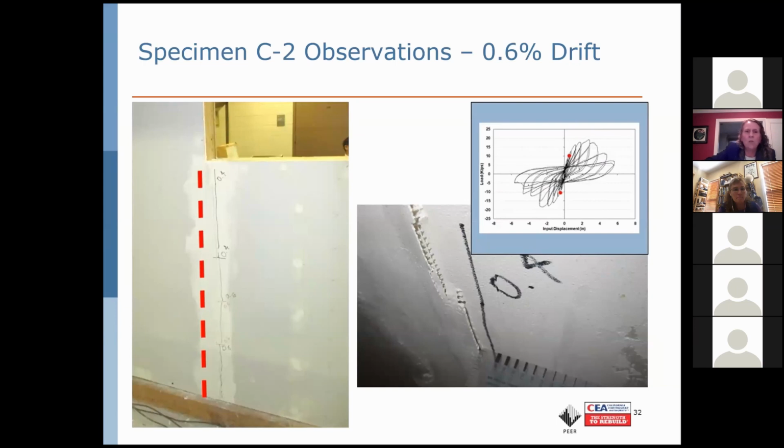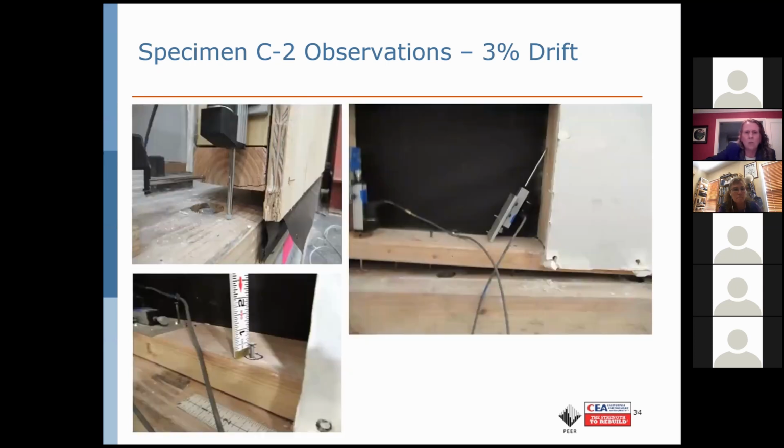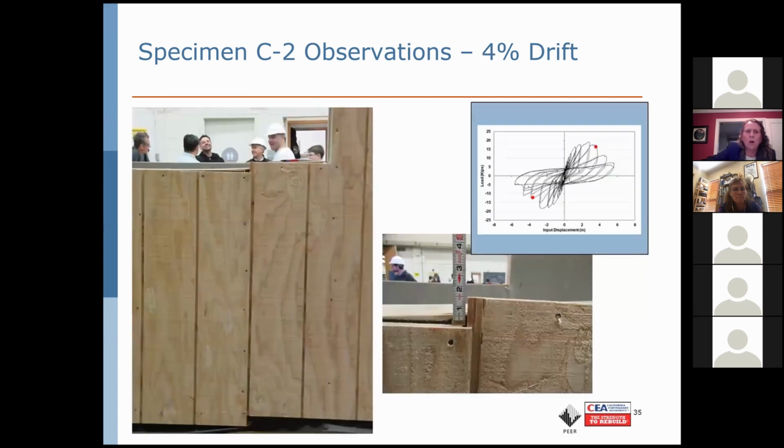We spent a lot of time tracking gypboard damage on the interior initially. And then we started to see the T111 siding rotate and offsets occur vertically. Eventually this failed because we pulled the nailed base plate off of the wood nailer that was bolted to the foundation.